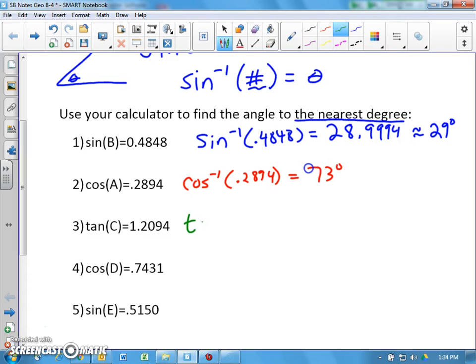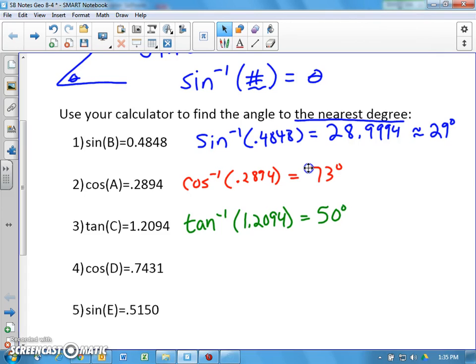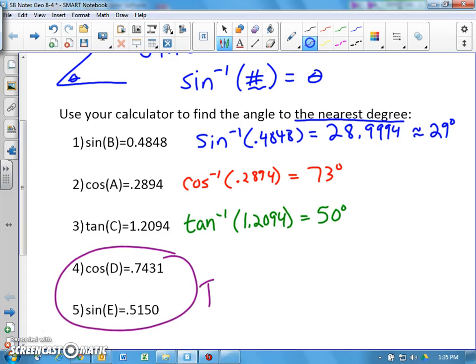Tangent, same idea. We're going to do the inverse tangent of 1.2094. When you type that in your calculator, see what you come up with. You should be getting this to be about a 50 degree angle. I want you to go try these last two on your own. You will not get full credit for your notes if you do not have those two completed.